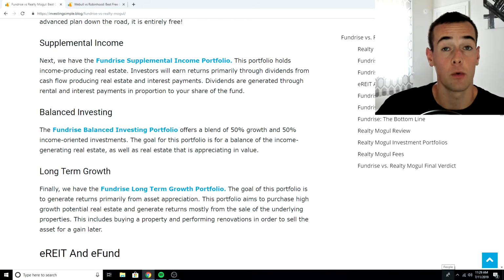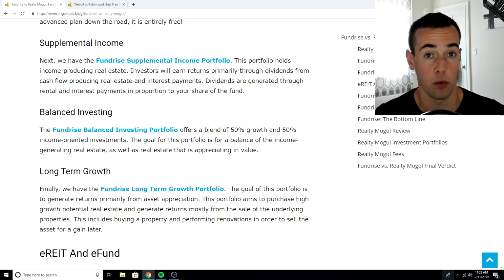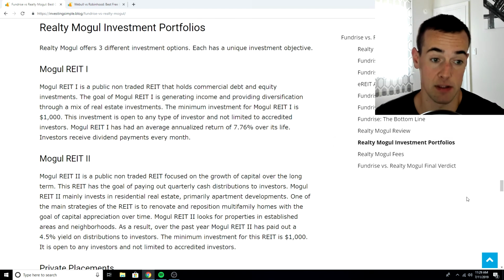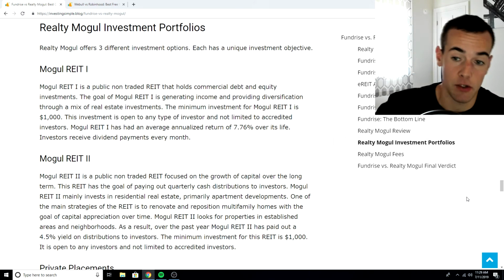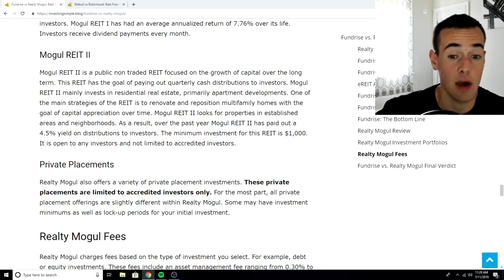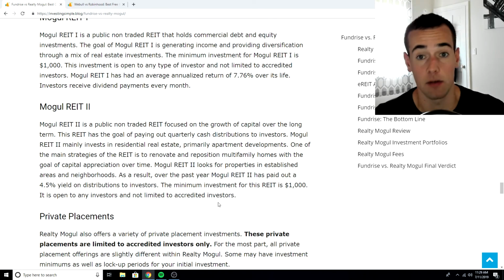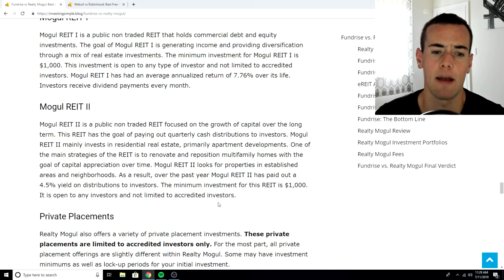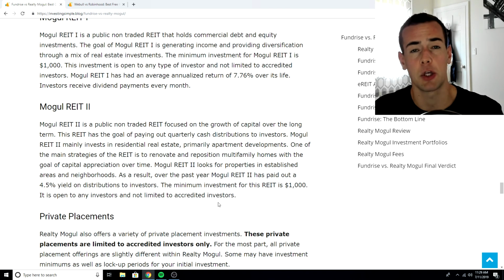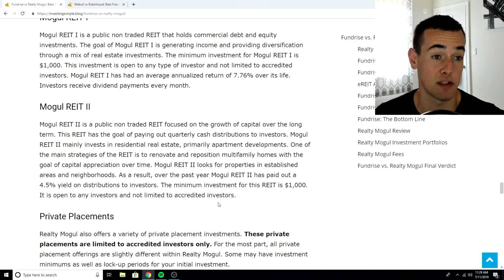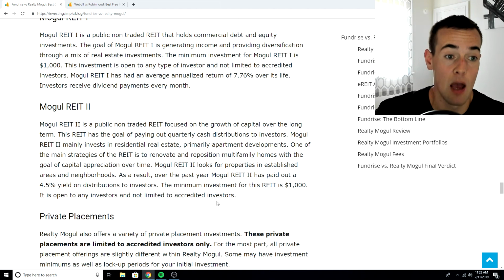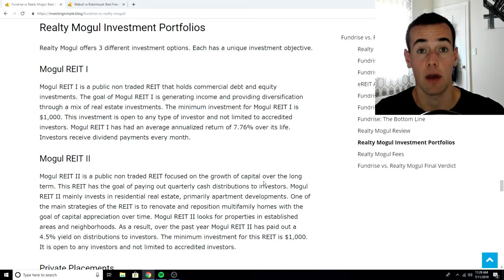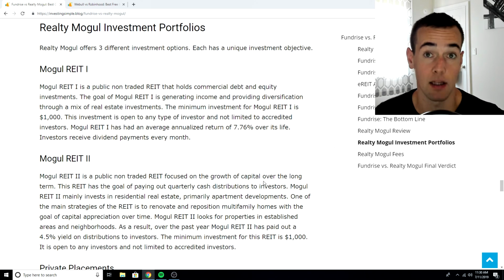So now let's take a look at the Realty Mogul investments and see what those portfolios look like. Currently, Realty Mogul offers three different investment options: the Mogul REIT 1, the Mogul REIT 2, and private placements. These private placements are reserved for accredited investors only. Most of us are not accredited investors, so we're not really going to focus on that. Those are essentially private curated deals that Realty Mogul puts together for certain high net worth investors. But Mogul REIT 1 and Mogul REIT 2, as of recently, are now open to any investors, including non-accredited investors.